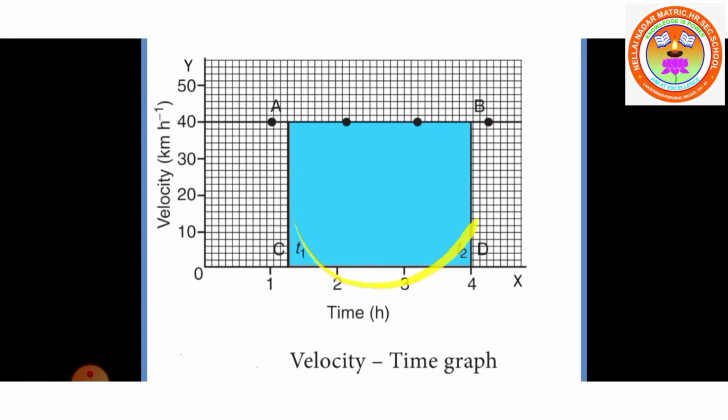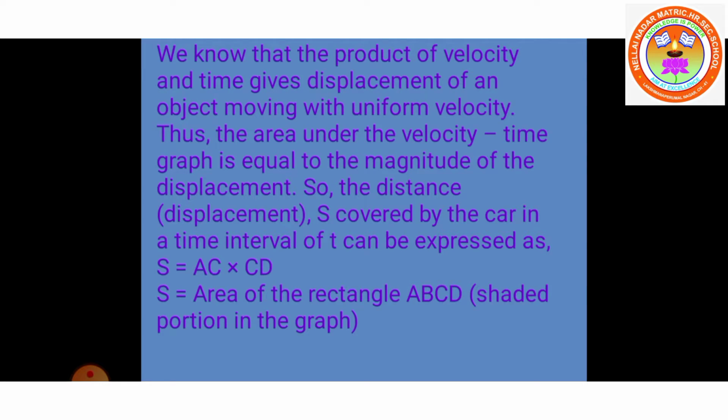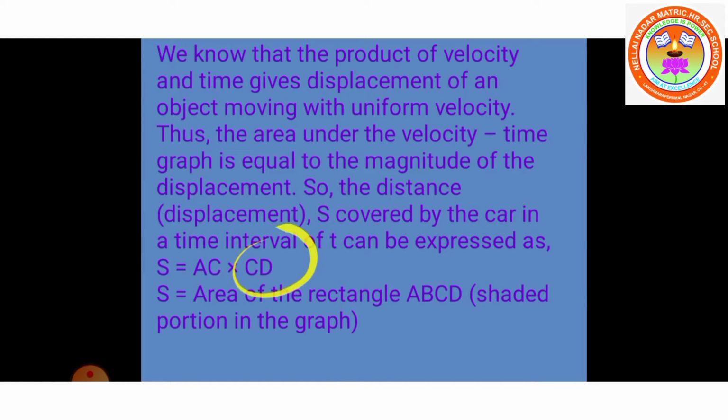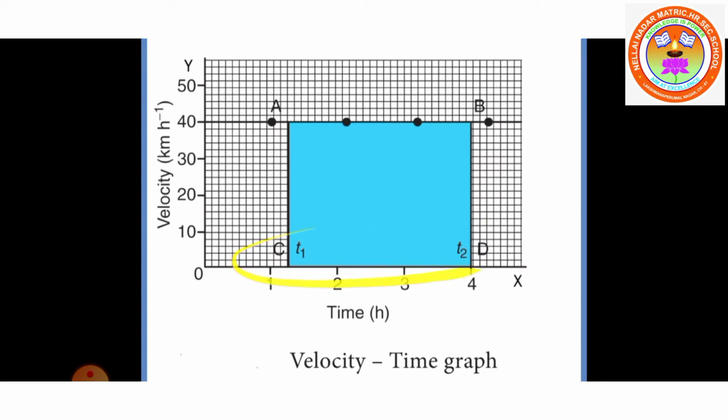Here the area covered in the graph gives the displacement of the uniform motion of a car. The displacement is noted by the letter S. The displacement S covered by the car in a time interval t can be expressed as S is equal to AC into CD. In the graph we noted AC. What is AC? AC is the change in velocity. Next, CD. What is CD? CD is the change in time.